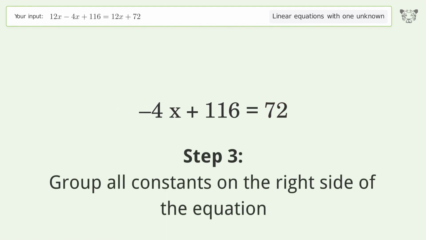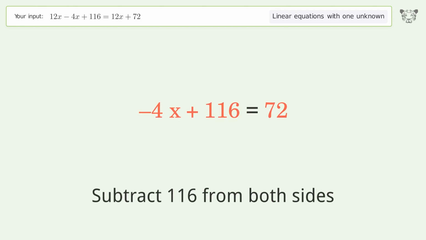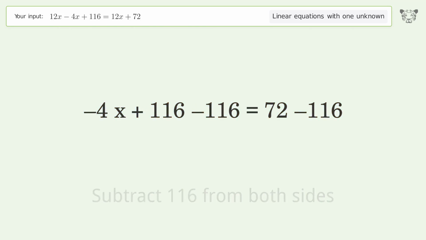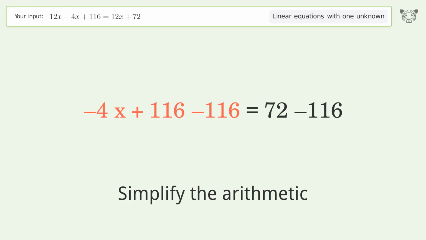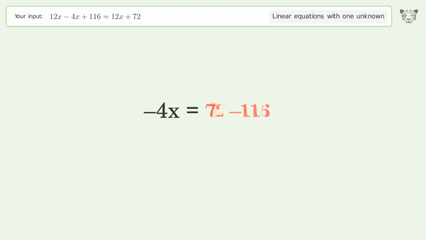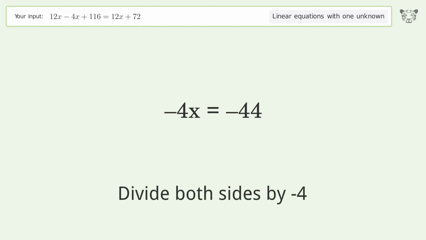Group all constants on the right side of the equation. Subtract 116 from both sides. Simplify the arithmetic. Isolate the x. Divide both sides by -4.